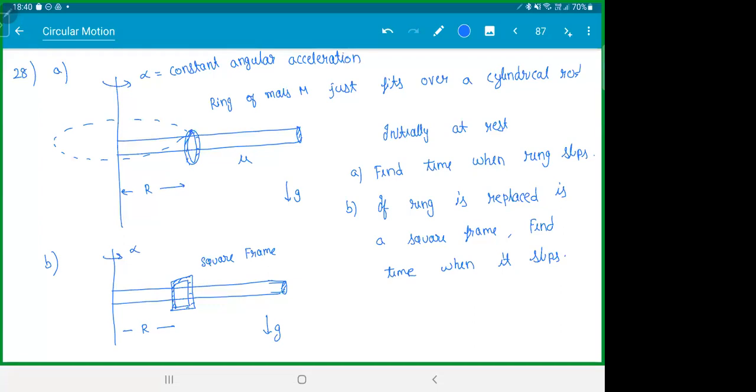But the best way to visualize this is to put a duster on top of the fan and switch it on. That is the reason.